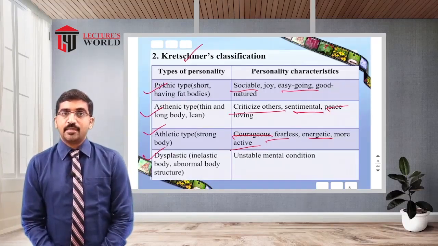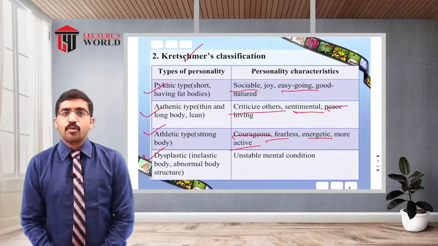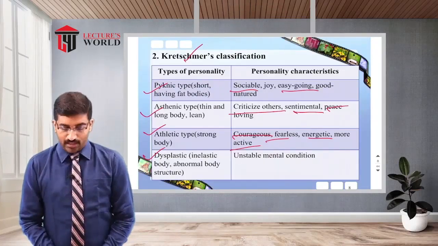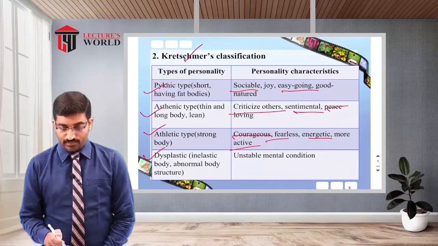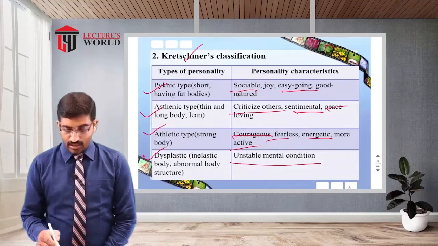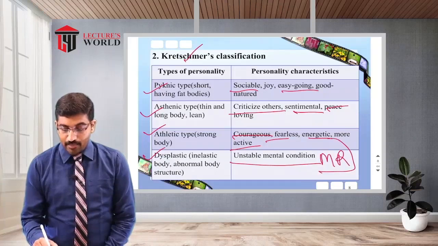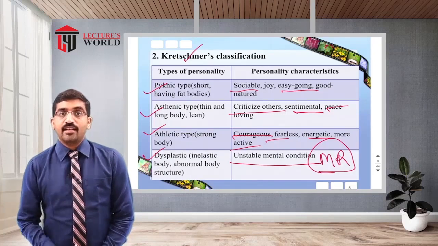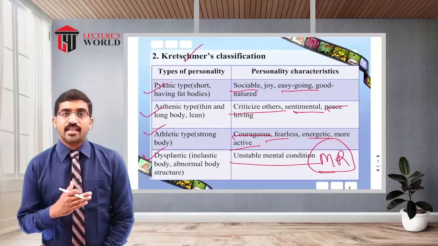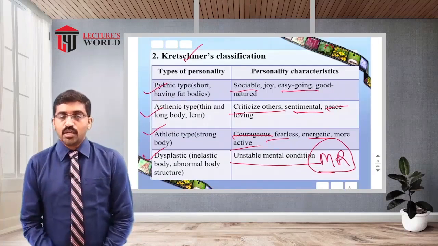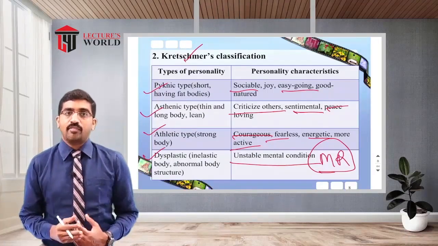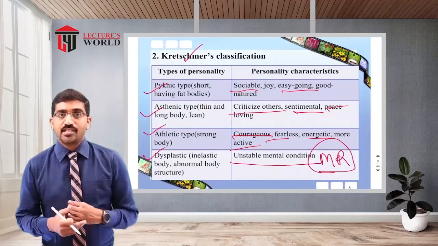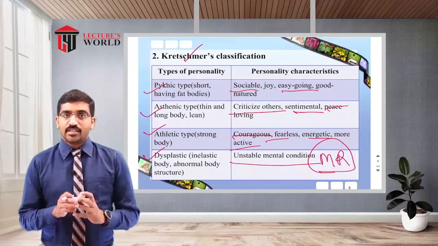Dysplastic. Dysplastic means inelastic body, abnormal body structure, means body is not well prepared, balanced, or structure is not proper, and they are unstable mental condition. They do not have proper mental condition, especially for the MR child. You know what is MR? MR means mentally retarded. The children whose IQ is less than 70, they will go in different forms of mental retardation, like mild, moderate, or severe. So such personality, because they are mentally down, mentally retarded, weak, and if we see the MR children also, we can understand they are mentally retarded because their body shape is in that way.